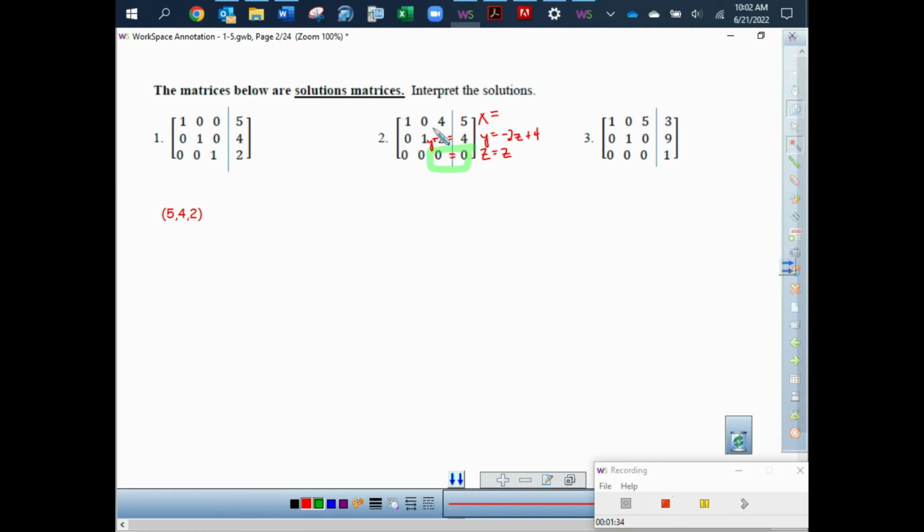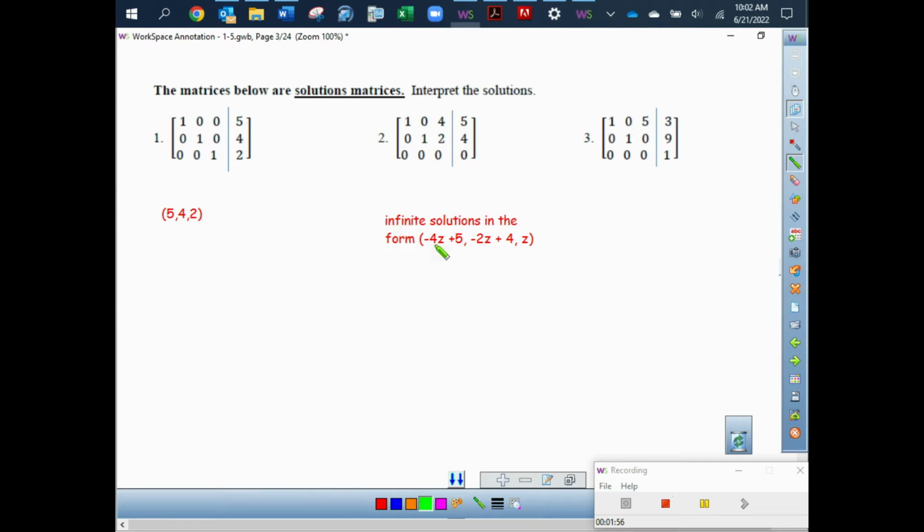And x is going to equal, remember this is a 4z right here equals 5. So to get it on the other side of the equal sign, I got to subtract the 4z. And the plus 5 is still there. So here's what x equals, here's what y equals, here's what z equals. Now we're going to drop all this stuff right here, and we're going to just put these in our ordered triple to say infinite solutions in the form of negative 4z plus 5, that's what x equaled. Negative 2z plus 4, that's what y equaled, and z was z in that case, so bang.